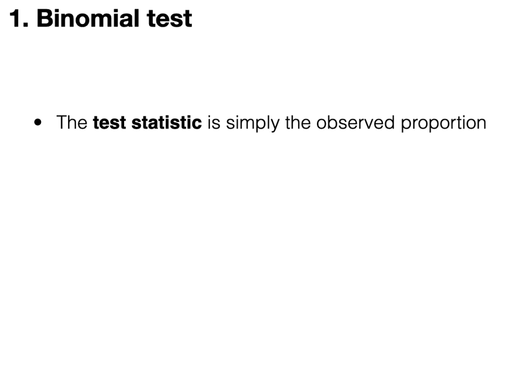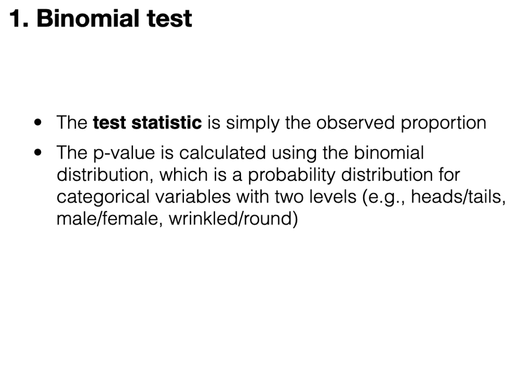Okay, so what is the test statistic for a binomial test? It's just the observed proportion, the sample proportion. And the p-value is calculated using something called the binomial distribution, which is a probability distribution for categorical variables that have two levels. In other words, binary variables like heads or tails, correct, incorrect, male, female, wrinkled, round.